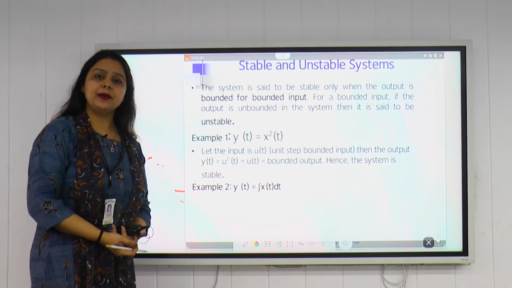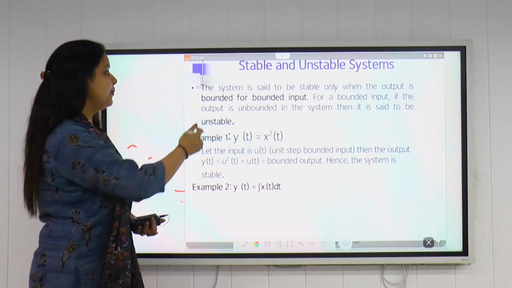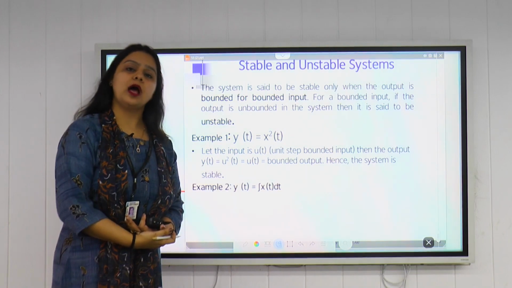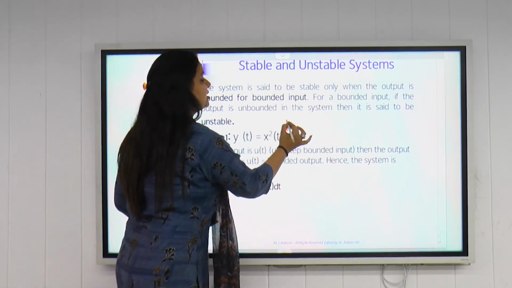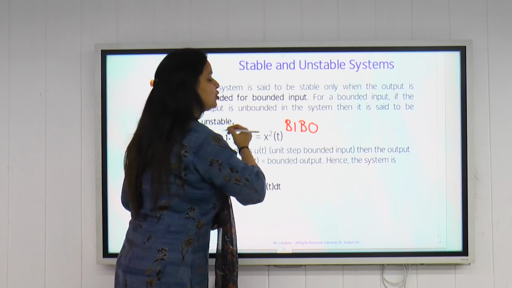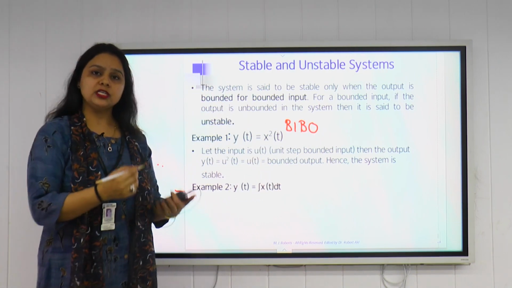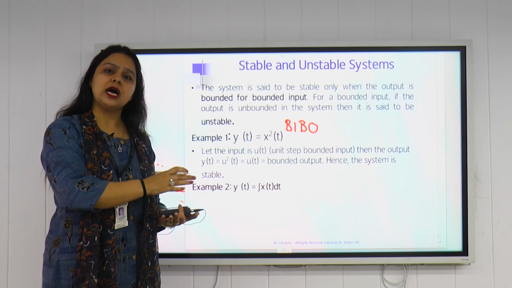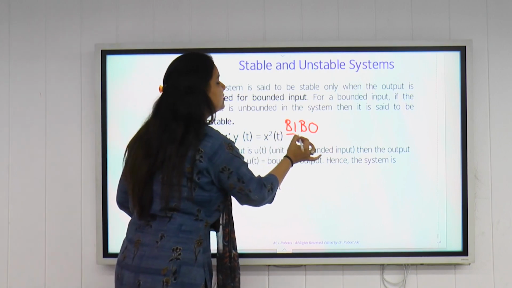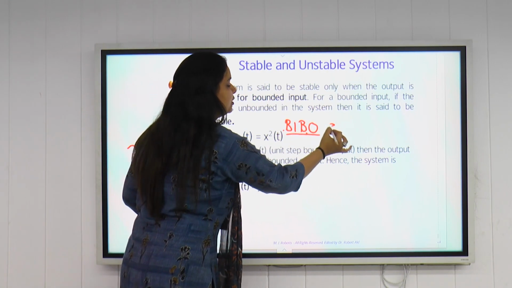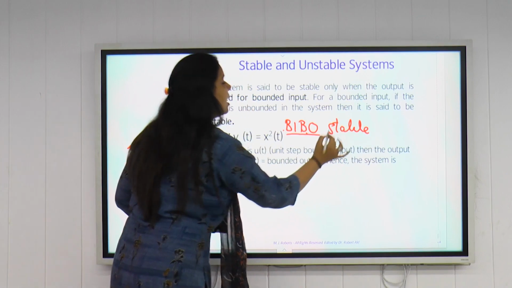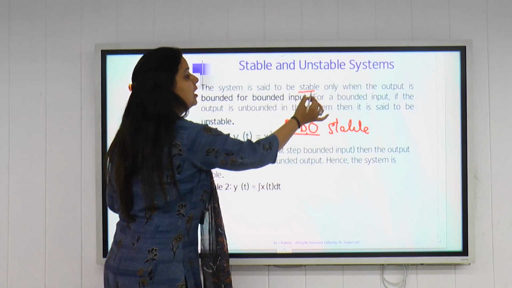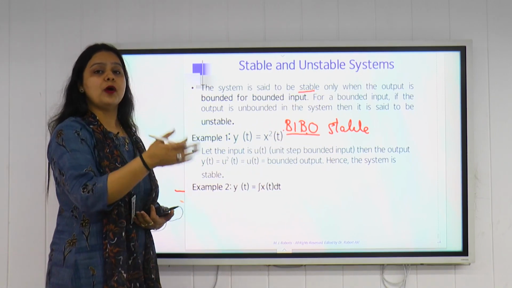After this, we have stable and unstable systems. A very important aspect here is bounded input and bounded output. If the input is bounded and the output is also bounded, what do we mean by bounded? Bounded basically means that if we have a finite input and with this we have a finite output, then the systems are known as stable. Bounded input, bounded output, stable. Otherwise, unstable systems. We can read it from here also: the system is said to be stable only when the output is bounded for the bounded input.